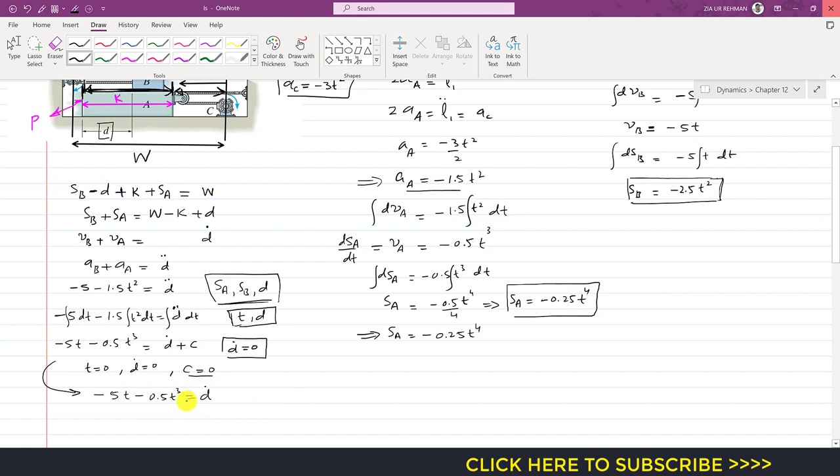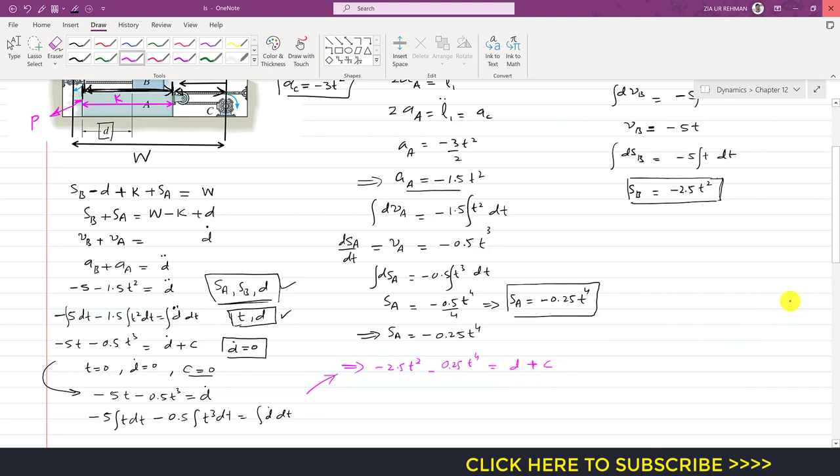Now once again I have to integrate this equation, since I need to have an equation in terms of t and d. So if I integrate this again with respect to time, I can write that this is minus 5 t dt minus 0.5 t cube dt equals D dot dt. If we integrate this, this is minus 5 t squared divided by 2 minus 0.5 t raised to the power 4 divided by 4, and this will be equal to D dot becoming only D, plus a constant of integration again, right? So minus 5 divided by 2 is minus 2.5, and 0.5 divided by 4 is 0.25, right?